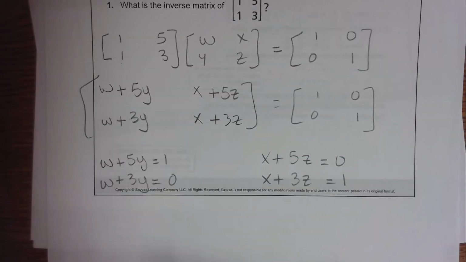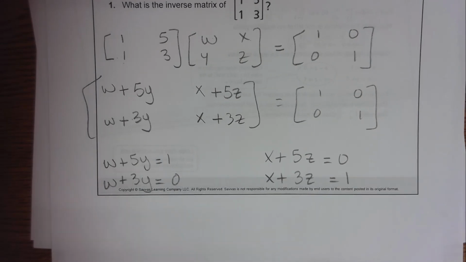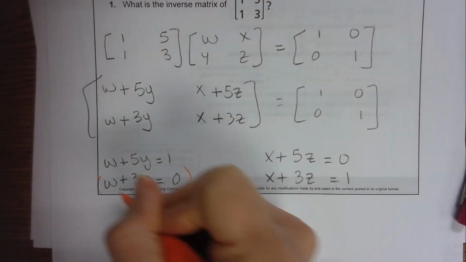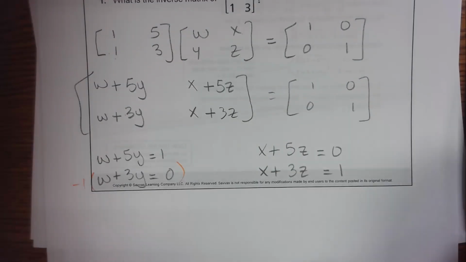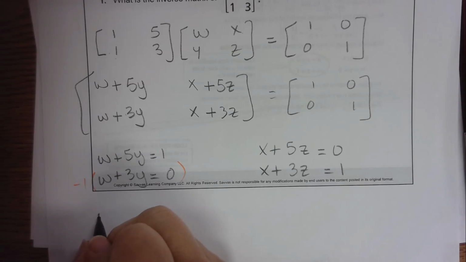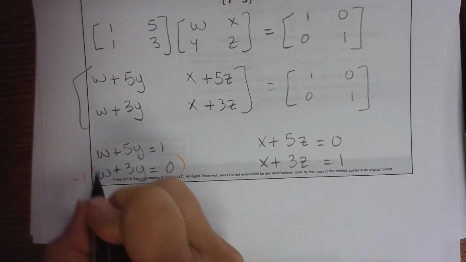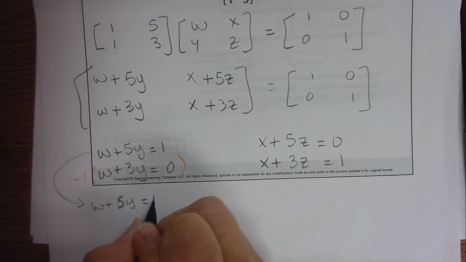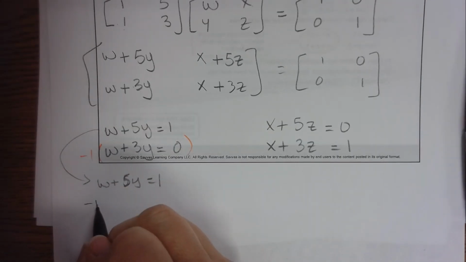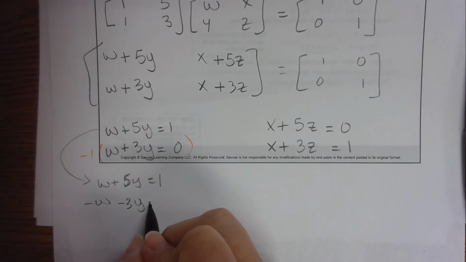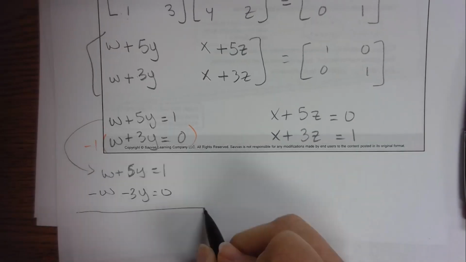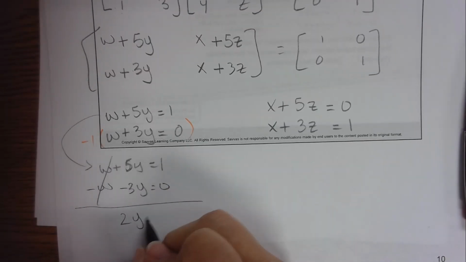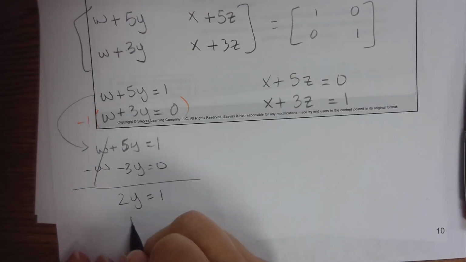Okay, so again, the easiest way to solve this, well, you could do substitution or elimination. I'm just going to do elimination. So I'm going to multiply this by negative 1. Then I have the first equation, W plus 5Y equals 1. This one becomes negative W minus 3Y equals 0. Add, and I get 2Y equals 1. So Y is 1/2.